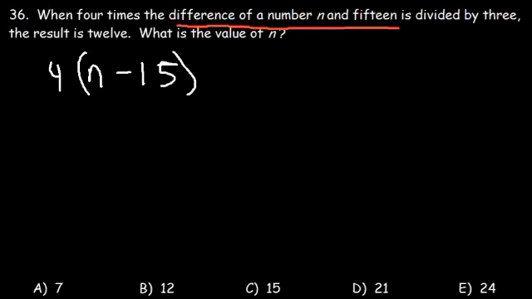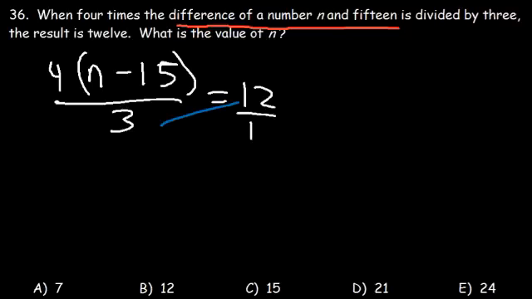And this is divided by 3. And when it's divided by 3, the result is 12. So the result means equal. So now our goal is to solve for n. So we can write 12 as 12 over 1. And since we have two fractions separated by an equal sign, we can cross multiply. So 3 times 12 is 36. And 1 times 4 times n minus 15 is 4n minus 60 if you distribute the 4. 4 times negative 15 is negative 60.